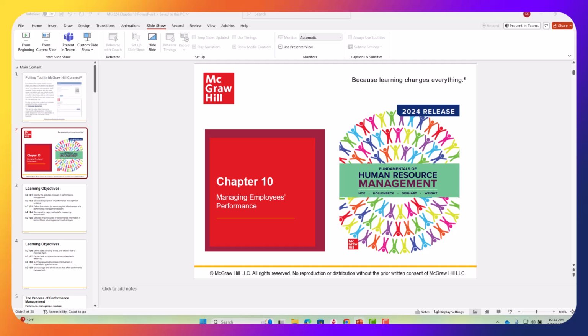So, polling question. Suppose you are a manager and the performance management system in your company often created competition among team members. How would you address this issue? And you see the options right here. And what do you think the answer to that is?